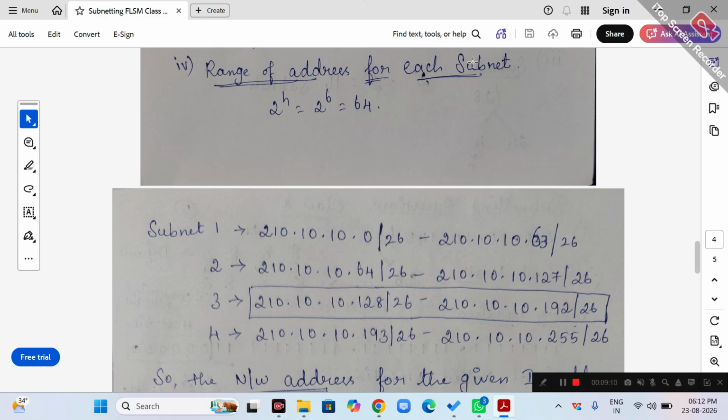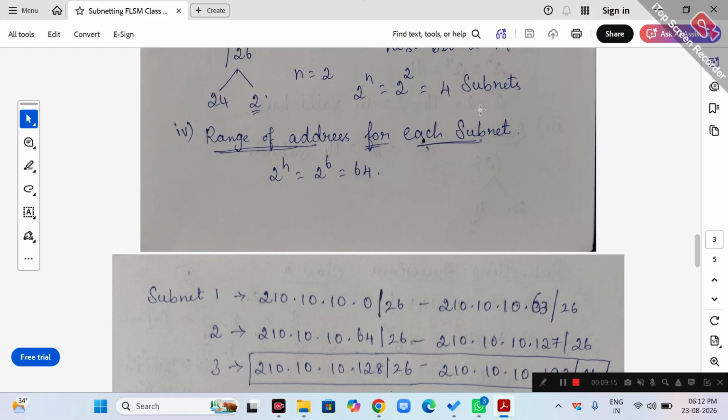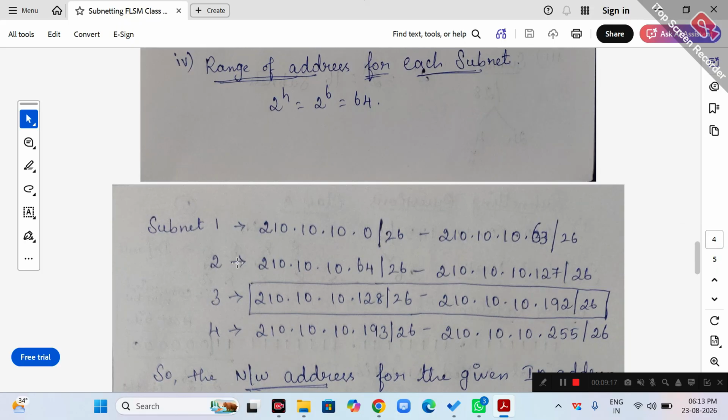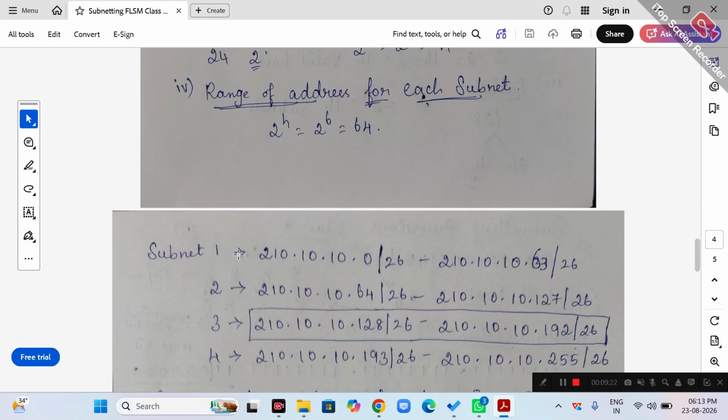For each and every subnet, 64 addresses are available, and a total of 4 subnets are there. So for subnet 1, subnet 2, subnet 3, and subnet 4, we have to write the range of addresses. Subnet 1 starts with 210.10.10.0, and the total is 64 addresses. Or else you can add 64 next to next, then it is easy to write the broadcast address for the remaining subnets.